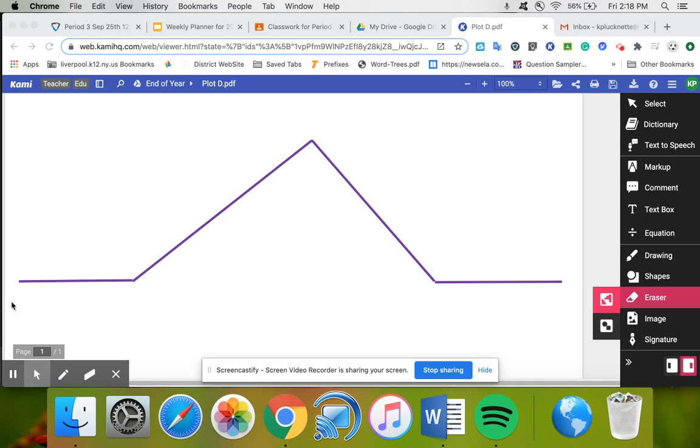Hey guys, and welcome to this review, I hope, video about plot. So this is the plot diagram. It's also called the Freytag pyramid. Freytag was the guy that designed this, but we call it a plot diagram. A plot diagram looks like this, but they can all look different.